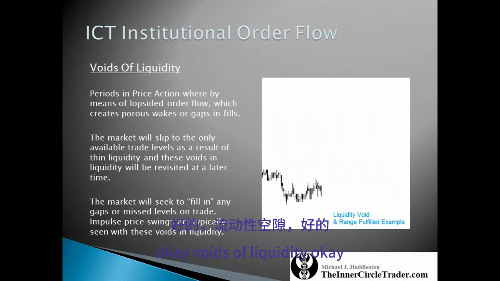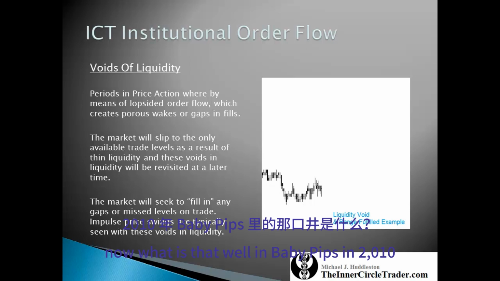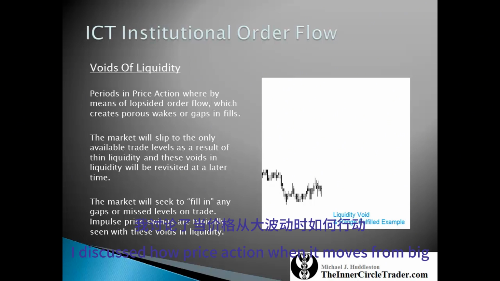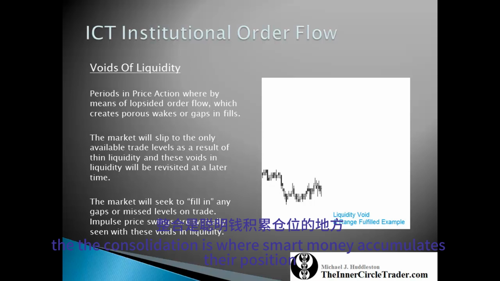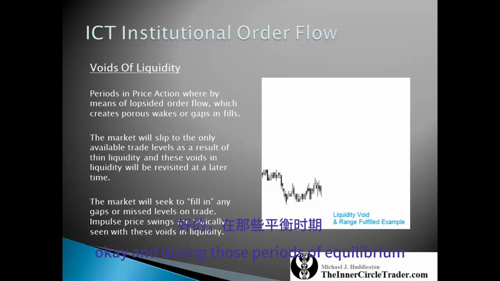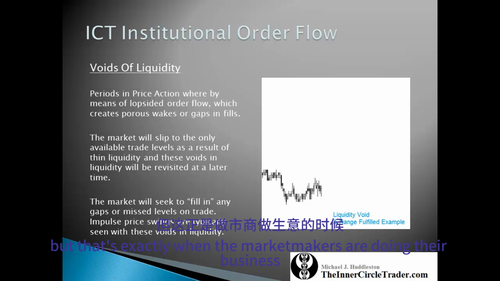Okay, voids of liquidity. Now what is that? Well, in Baby Pips in 2010, I discussed how price action moves from large consolidations, inside those consolidations on any time frame, but preferably on an hourly or higher, it's very easy to see there. The consolidation is where smart money accumulates their position. And during those periods of equilibrium, when price action is in a narrow, consolidated little congestion, most retail traders are not excited about that. They're not looking at that. But that's exactly when the market makers are doing their business.